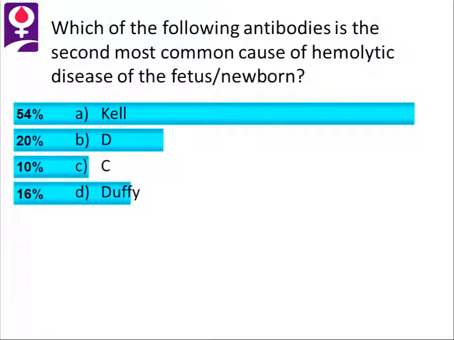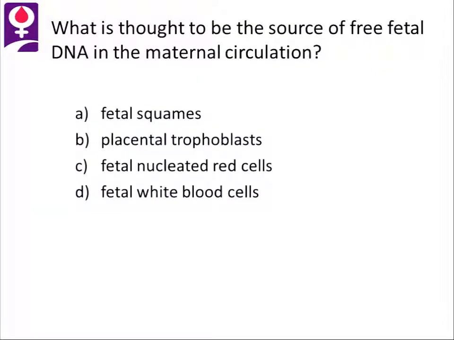Okay, and then we'll move to the next question, which will have some implications for prenatal diagnosis. What is thought to be the source of free fetal DNA in the maternal circulation? A, fetal squames, B, placental trophoblasts, C, fetal nucleated red cells, or D, fetal white blood cells?